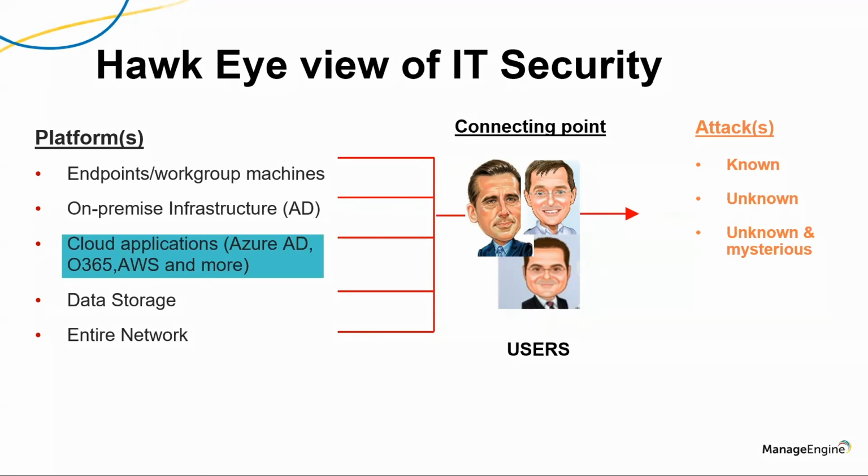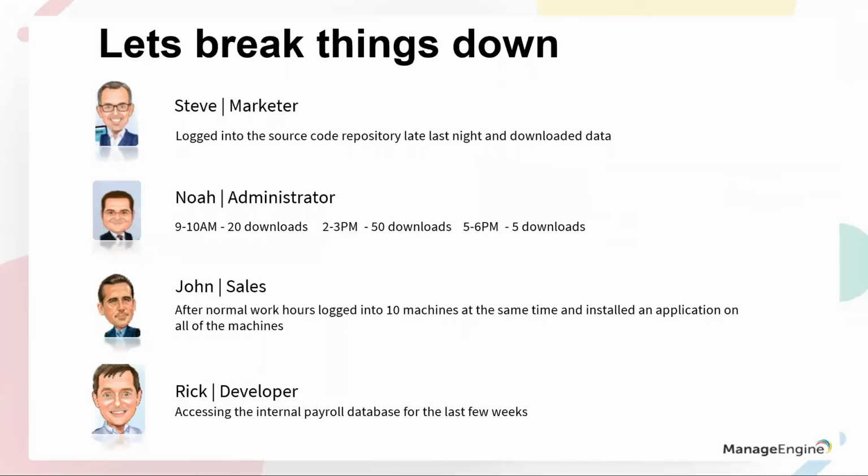So this is the hawk eye view of IT security, the connecting points, users, or rather endpoints, because they click on files. They are the easiest gateway to an organization, or the weakest link to an organization. Bring in known, unknown, and mysterious attacks. So this is exactly where I'm going to break it down.